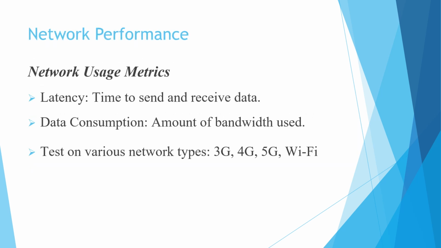Network performance is critical for apps that rely on internet connectivity. Key metrics include latency, how quickly your app can send and receive data, and data consumption, which affects user costs. It's essential to test your app on various network types, from 3G to 5G, to ensure it performs well under different conditions. Tools like Charles Proxy and Wireshark can help analyze and optimize network requests.